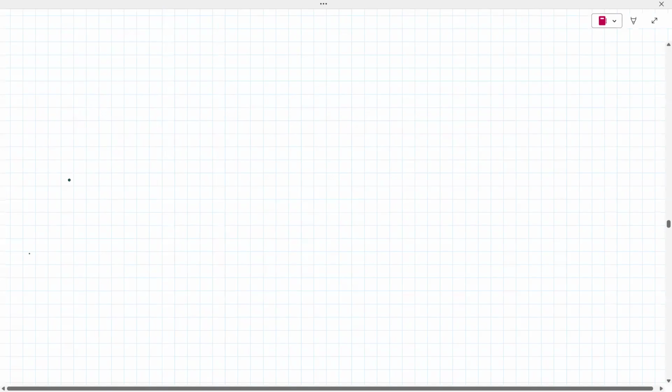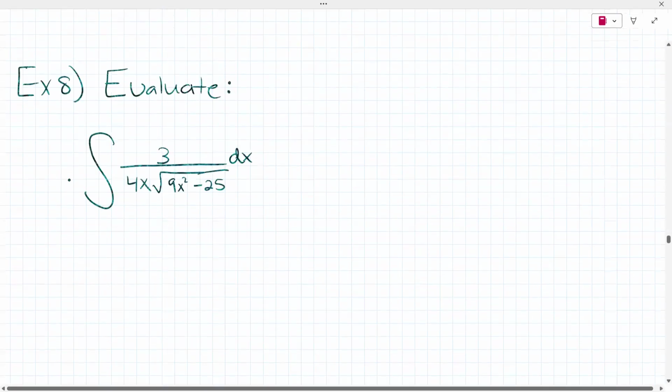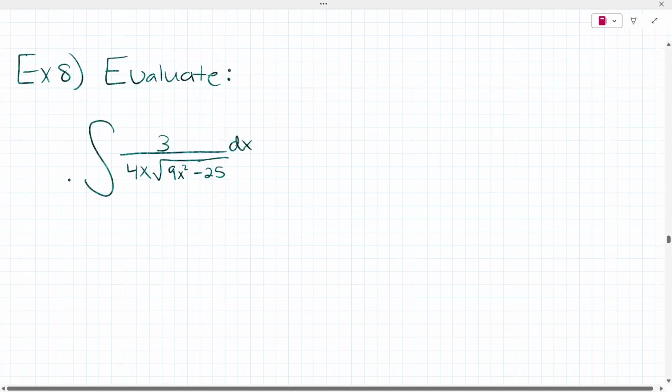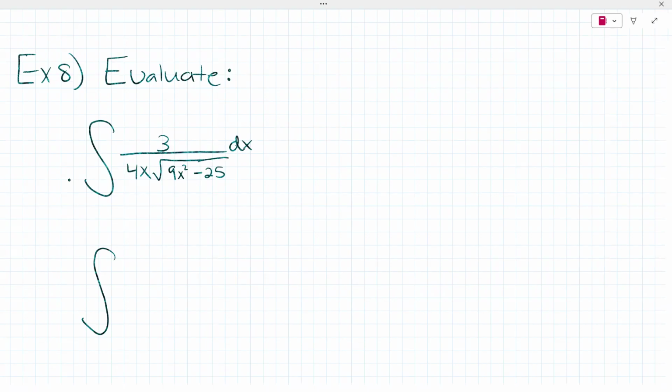Okay, let's move on to example 8. Evaluate the integration of this. There's an x, and then there's a square root, and then there's a minus in the middle. So I still believe we should use the secant inverse, right? I still believe it's going to be 1 over b.